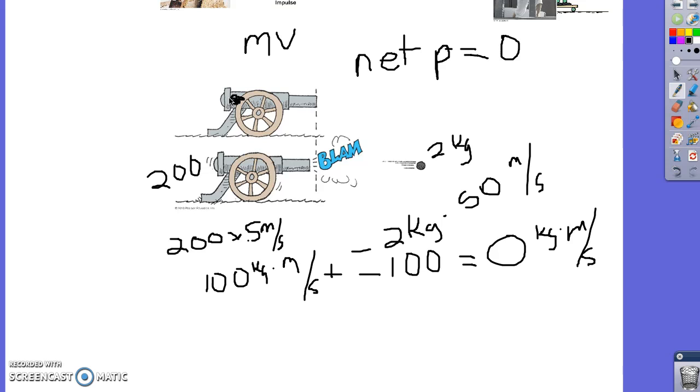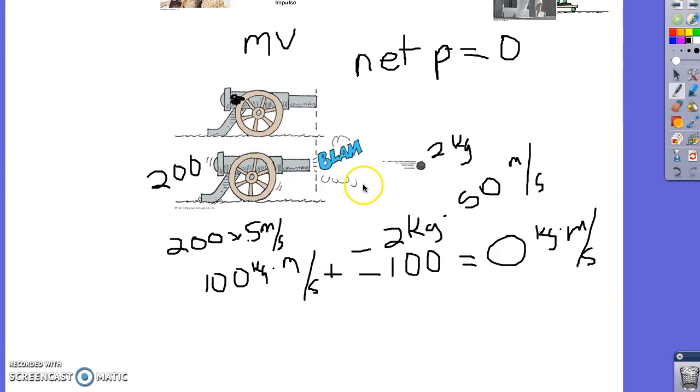So if I asked you which one had more momentum, the cannonball or the cannon? Well, we figured out both of them have 100 kilograms per meter per second, just in opposite directions. So neither one of them has more momentum. They would have the same change in momentum and the same momentum. All right.